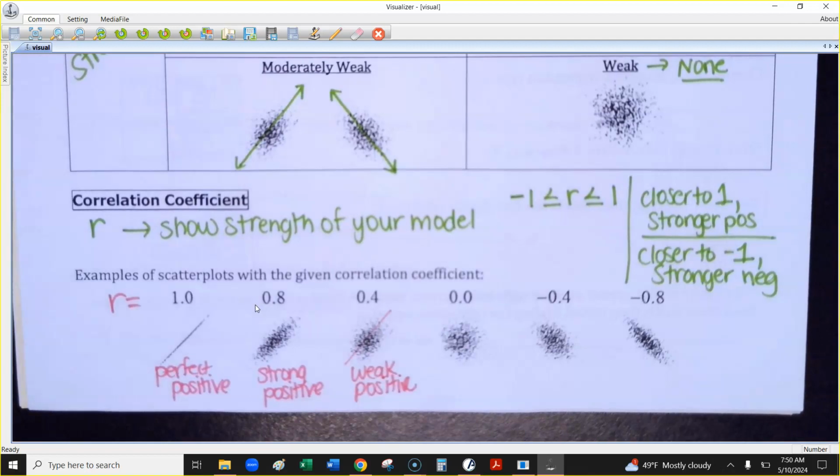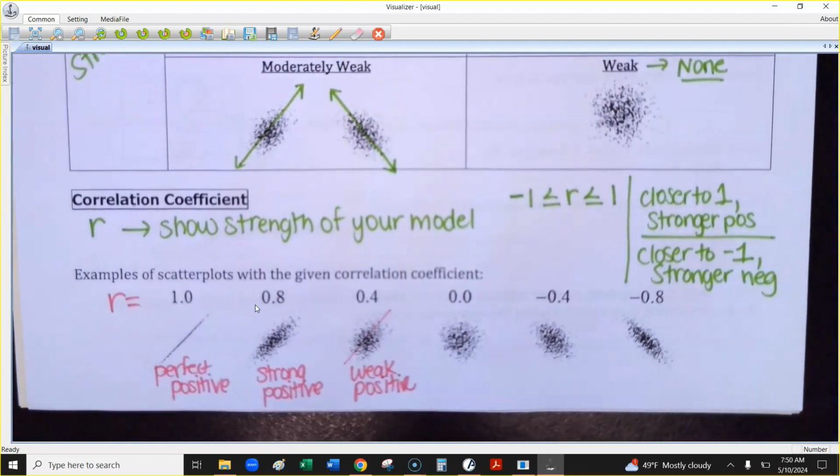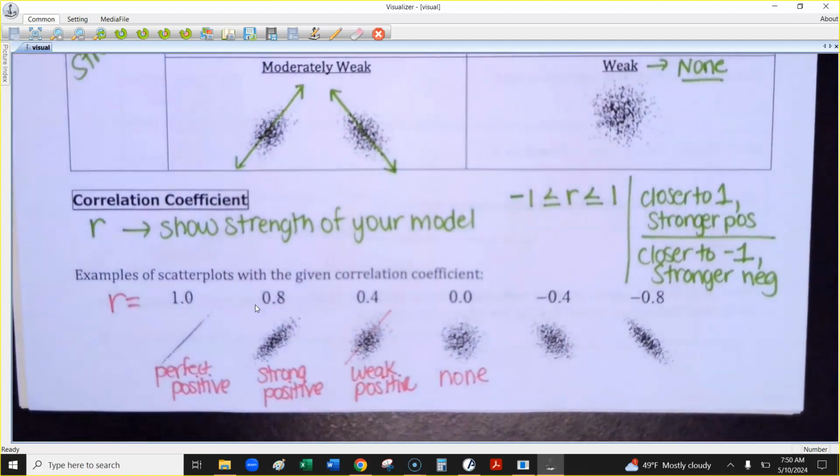This one in the middle, the R value, it says is 0. So if the R value is 0, it's just nothing. This is just like a blob. There is no correlation there. There's no best fit for the data at all if your R value is 0. A line would not estimate that well at all if I tried to do that.